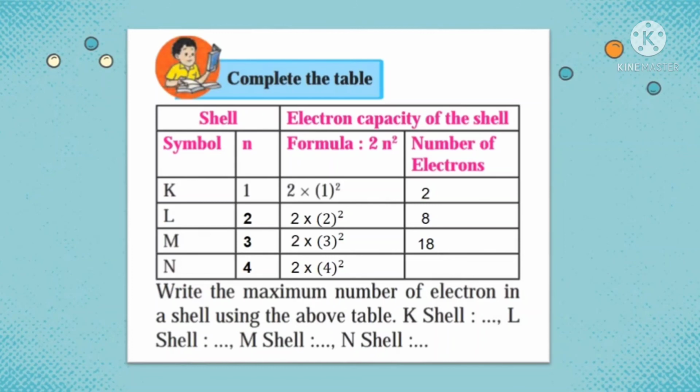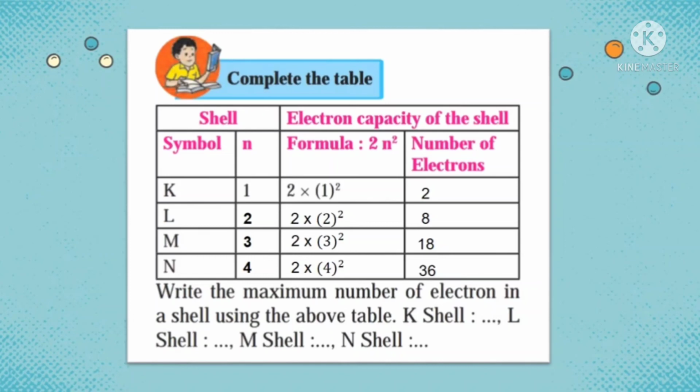For the fourth shell, 2 into 4 square. 4 square is 16. So 16 into 2 is 32. By mistake, 36 is written there, but please note down the answer is 32 for the number of electrons in the N shell.